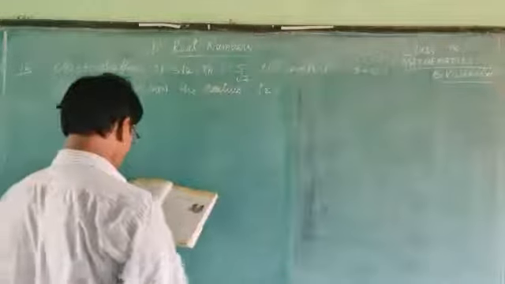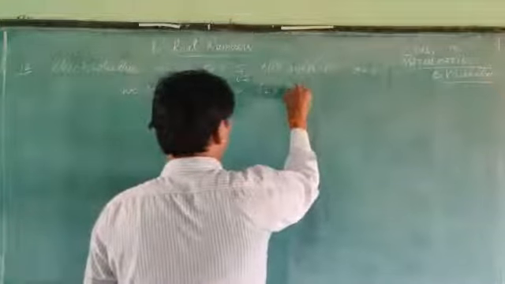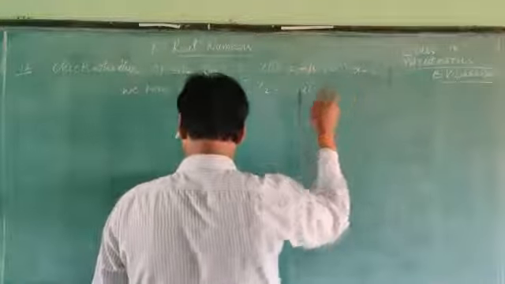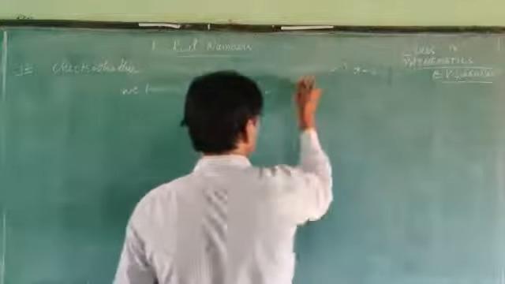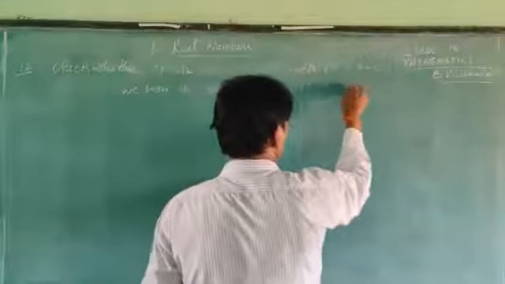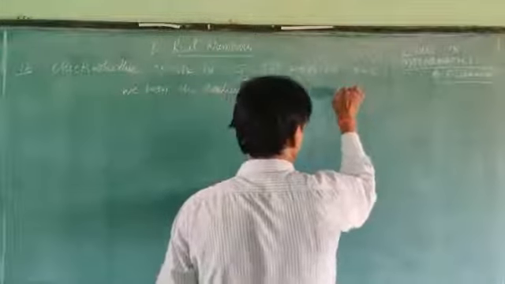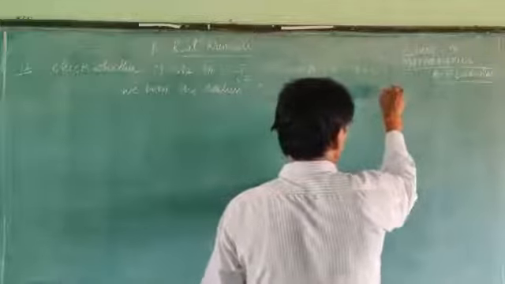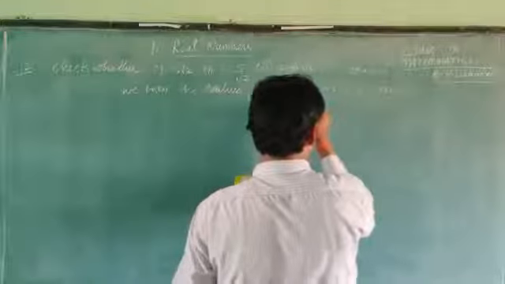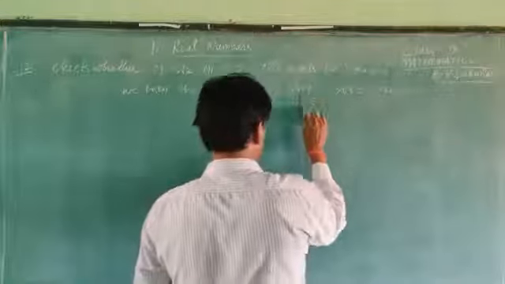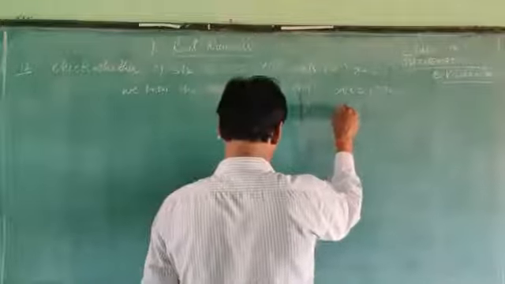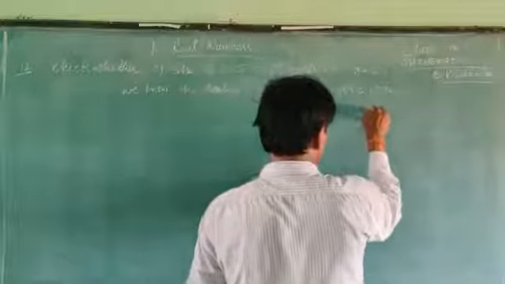We know the root 2 value, 1.414 and so on. Root 3 value, 1.732 and so on, and the pi value is 3.1415 and so on.